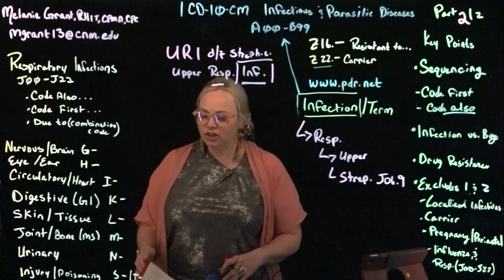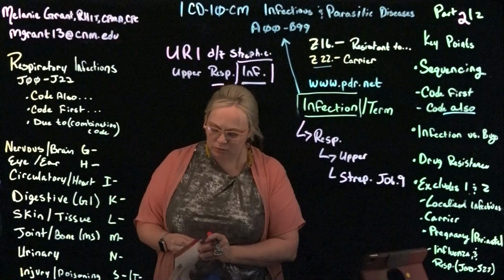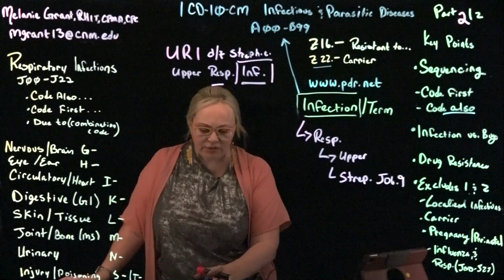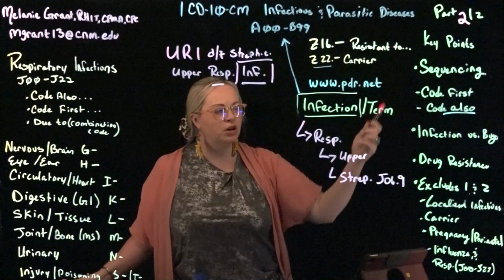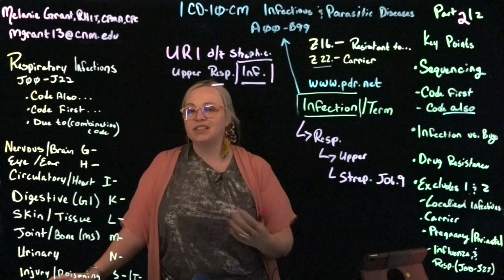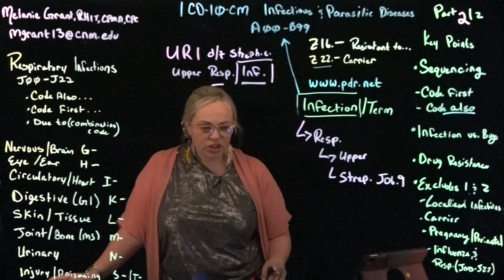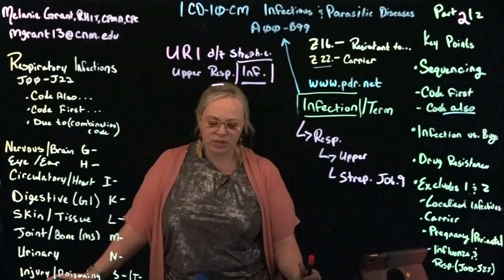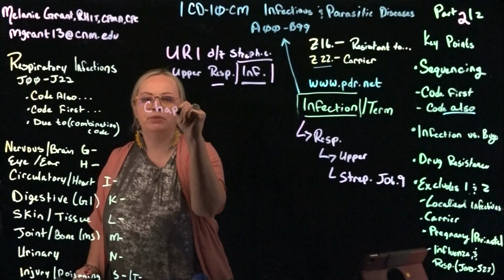Now when you're looking in your tabular, always keep in mind when you jump into a different chapter than what you're familiar with, look at the beginning of the chapter to find if there's any specific code first, code also, excludes notes that apply to the entire coding chapter. So even though I'm going to J06, I'm going to go first to the beginning of chapter 10 for diseases of the respiratory system. Okay, so I'm going to start with the chapter.